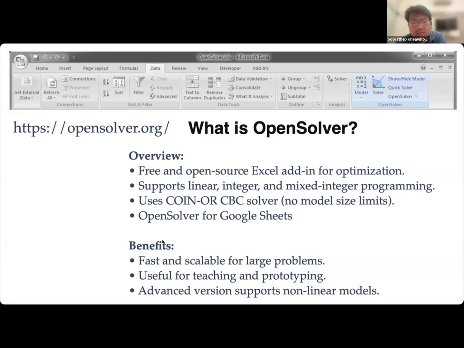The benefit of OpenSolver is that it's faster than the original one, I mean the Excel solver, and scalable for large problems. Sometimes the Excel solver is limited by a certain size of the problem, but this one extends the size of the problem. It's useful for teaching or prototyping, and the advanced version also supports nonlinear models.